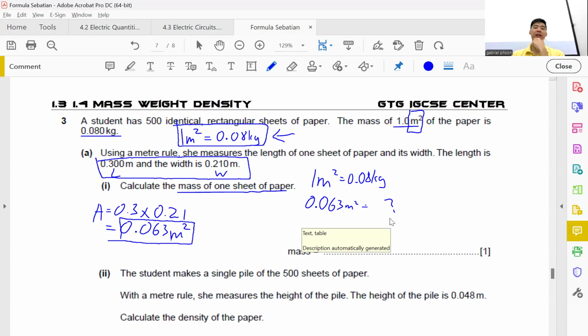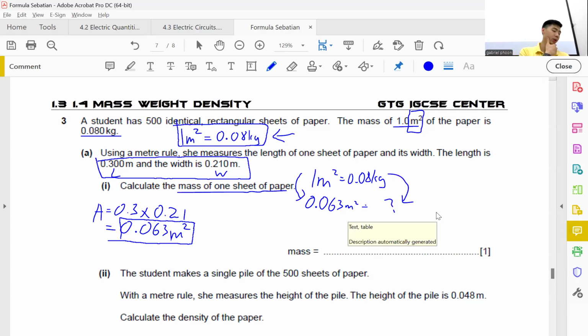I mean, first question first, guys. I want to know, will 0.063 meter square be more than 0.08 kg or less than 0.08 kg? Definitely less, right? Because here to here is a smaller number, then naturally here to here should be a smaller number also, right? In terms of ratio. So my question is, how much is it and how do I do it?